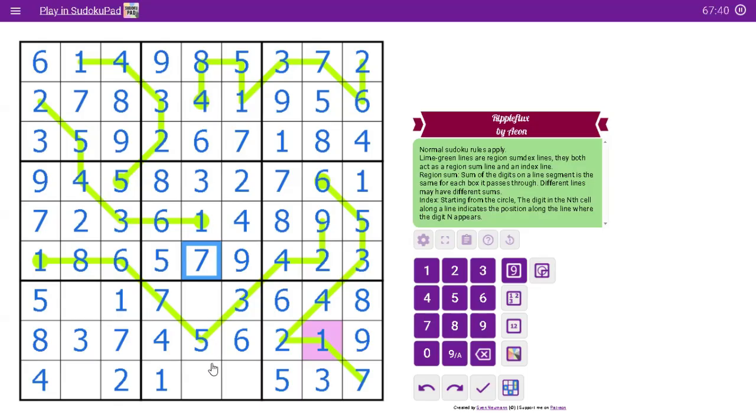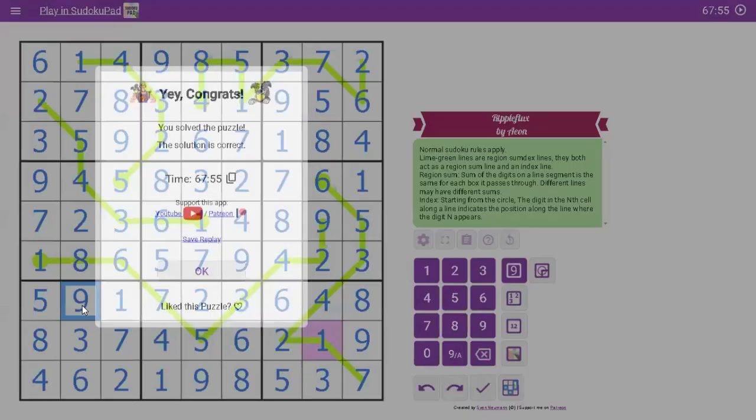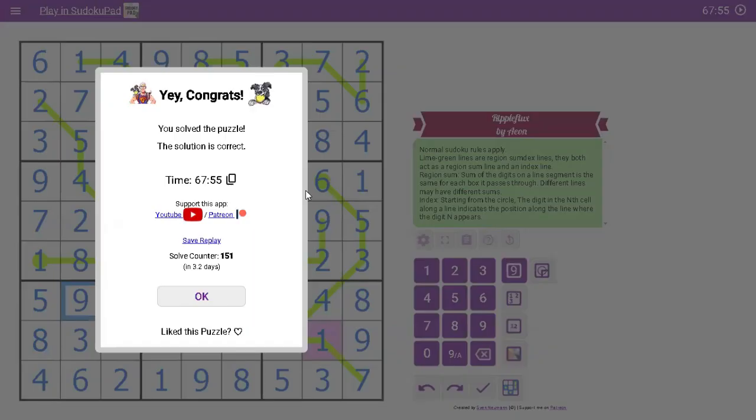Bring it home. Come on. 2 here. 8, 9. 6, 9. For the win. Let's go. My goodness. Almost 68 minutes. An hour and 8 minutes of absolute joy. What a puzzle. Rippleflux by Aeon.